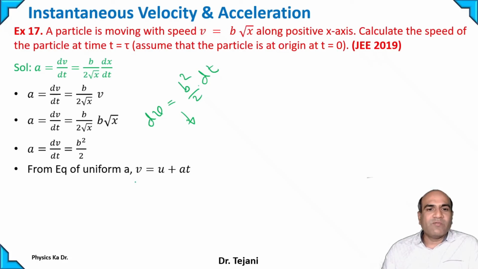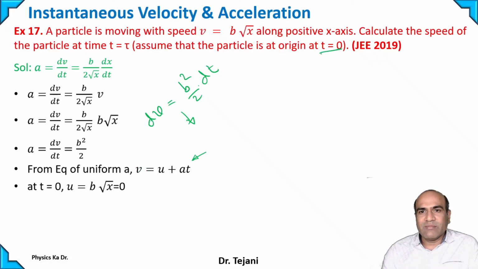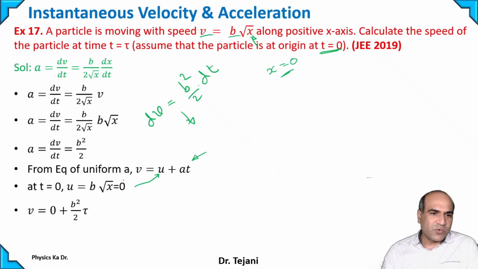So from the equation of uniform acceleration, v is equal to u plus at. At time t is equal to 0, we have the equation of velocity: v is equal to bx. At t is equal to 0, x is also 0 because it starts at the origin. So at the initial stage v becomes 0. So initial velocity is 0. So put this here.